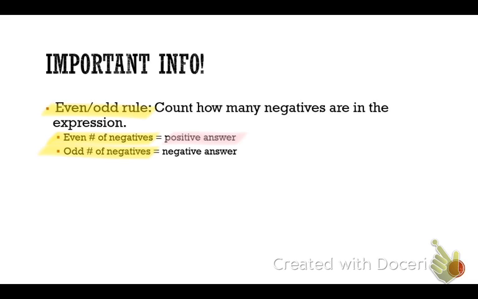If there are an odd number of negatives, I have a negative answer. So my odd numbers are 1, 3, 5, 7. When I look at the expression, I want to see how many negatives there are. That tells me the sign of my answer, and then I just do the multiplication. Did you guys get those filled in? I think there's a couple blanks on that.